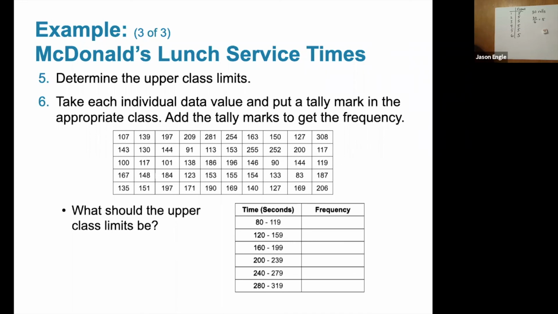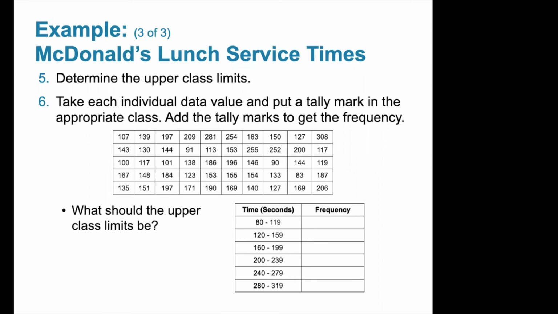Another way to figure it out, and I can only do this because all the classes have the same class width, is to notice that the difference between each of the consecutive upper class limits is also 40. So 279 plus 40 is 319. That's the only tricky part, I think.